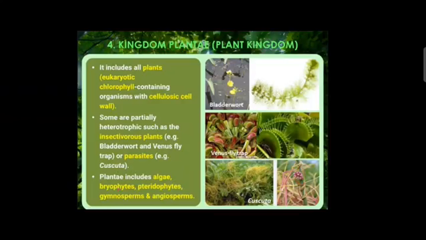So which are those groups? Algae, bryophytes, pteridophytes, gymnosperms and angiosperms. So all these 5 groups we are going to study in detail in our next chapter, that is chapter number 3, kingdom Plantae. So these are the groups of kingdom Plantae.